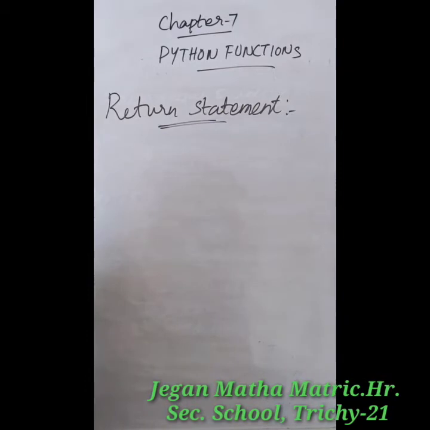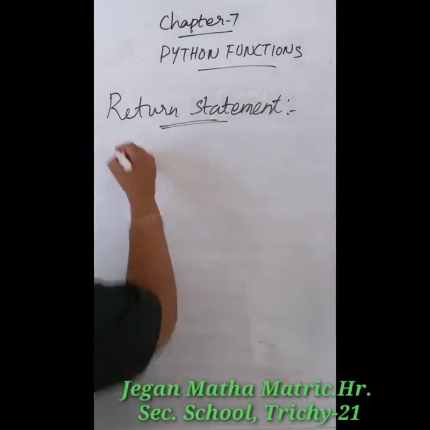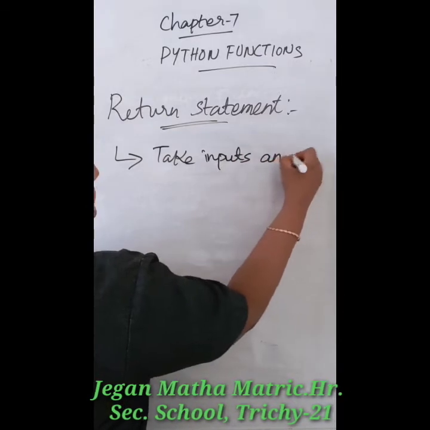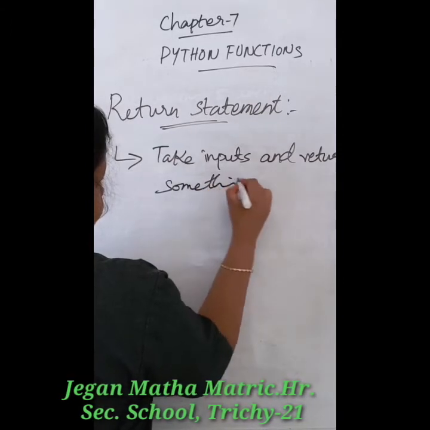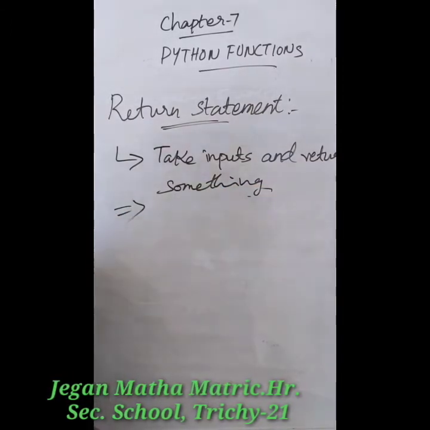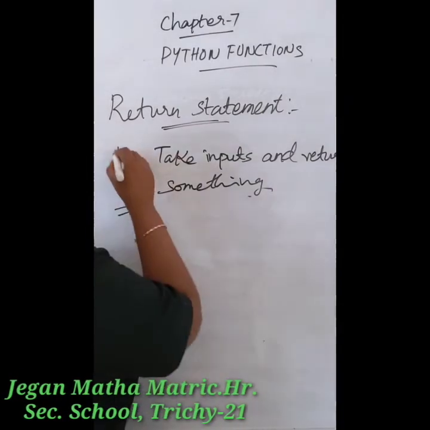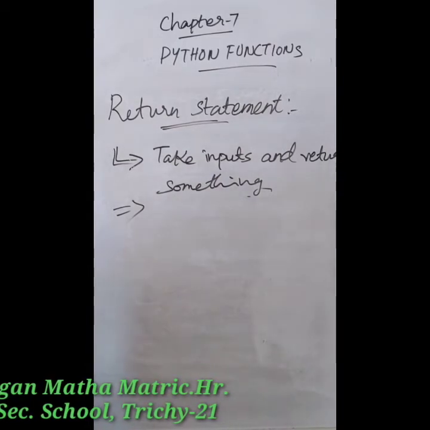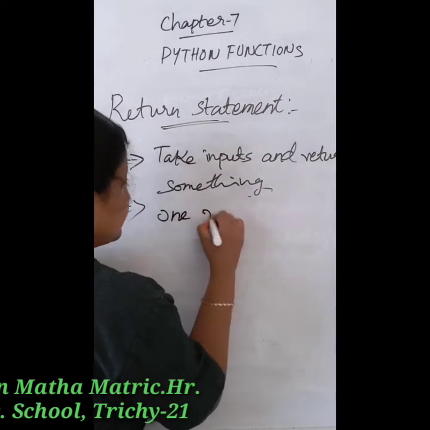Then the point of a function in general is to take inputs and return something. So it takes some inputs and returns something. So something means any output. Next, the return statement is used when a function is ready to return a value to its caller. So when it is ready to return to its caller, it can access the return statement. So here only one return statement is executed at a time.